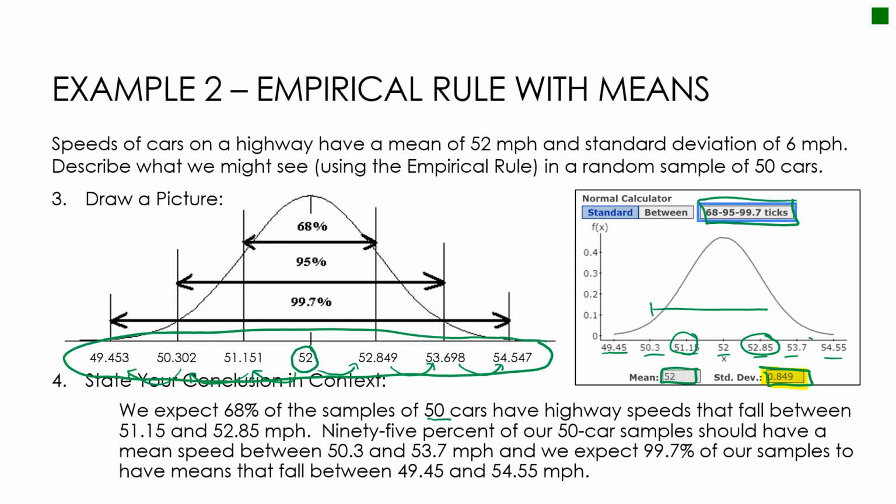95%, that's within 2 standard deviations, has speeds between 50.3 miles per hour and 53.7, and 99.7% between 49.45 and 54.55.